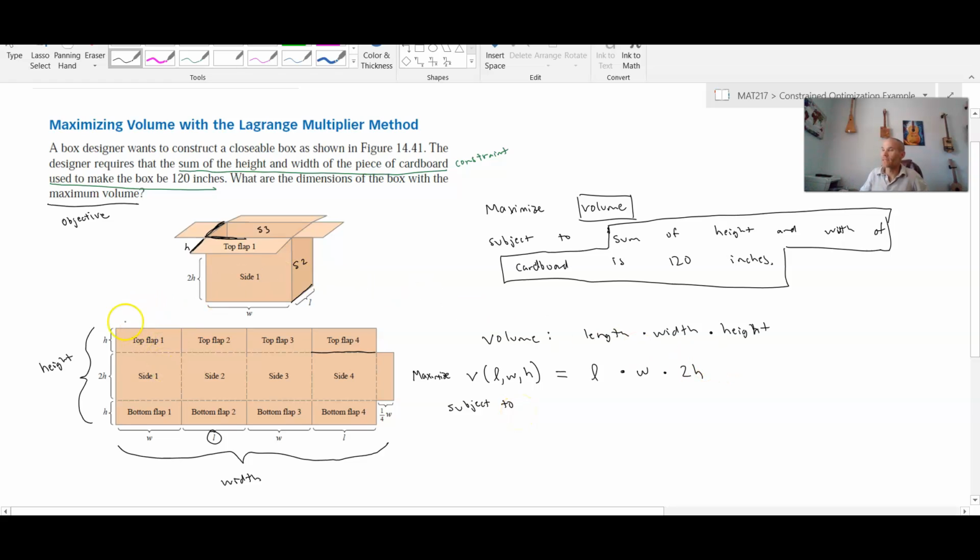Okay, so let's think about this. The sum of the height and the width. Well, what is the height? Well, the height is h plus 2h plus h. That's the entire length. We have this piece plus this piece plus this piece. That's going to give us the entire height. Well, h plus 2h plus h is going to be 4h.